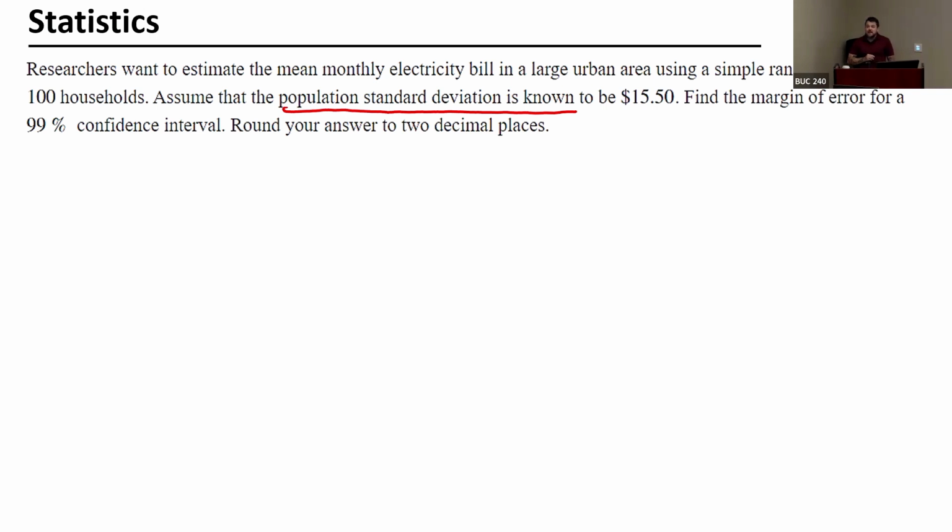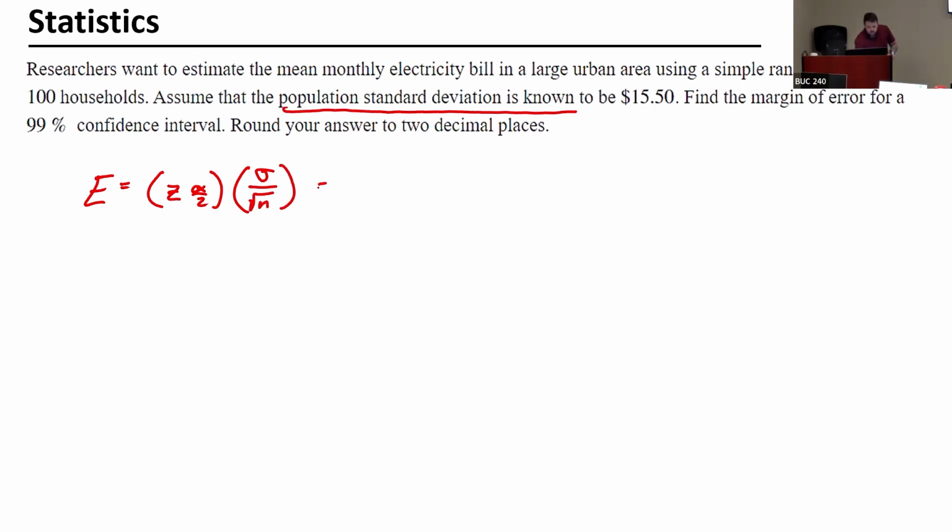That means you want to be 99% confident that your mean is in there, right? Okay, so let's figure it out. We need to find E. And E is going to be your Z alpha over 2 multiplied by your standard deviation divided by the square root of n. So what would be that Z alpha over 2 for a 99% confidence interval?